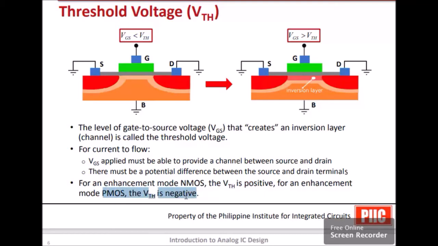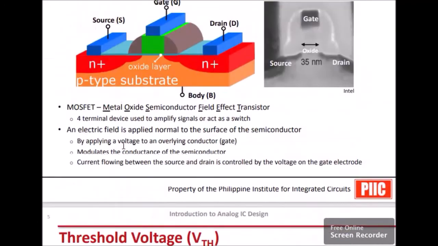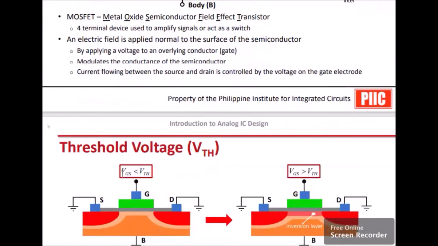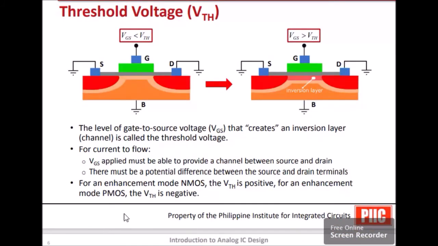Kasi sa MOSFET, meron tayong NMOS, PMOS. Okay, pag sinabi natin NMOS, ito na yung N-channel, depende sa channel na produce. Say for example, this is N, kasi N-channel to. Anong klaseng MOSFET to? N-channel MOSFET or simply NMOS. Kapag P-channel naman to, that is P-channel MOSFET or simply PMOS. So most of the time, we'll be using the term NMOS and PMOS. Ayun, so sabi niya, for NMOS, the VTH must be positive.